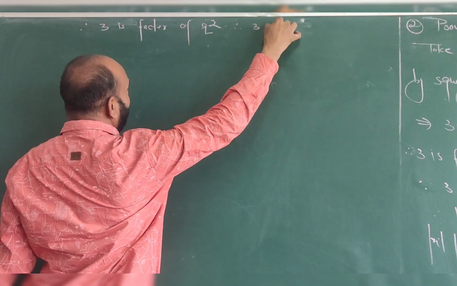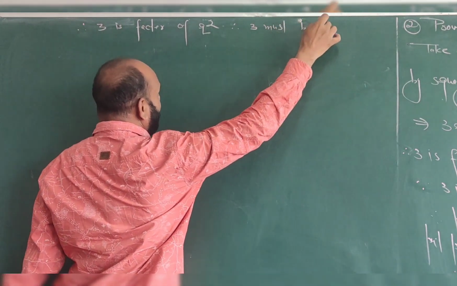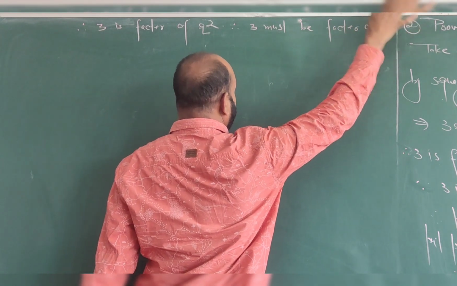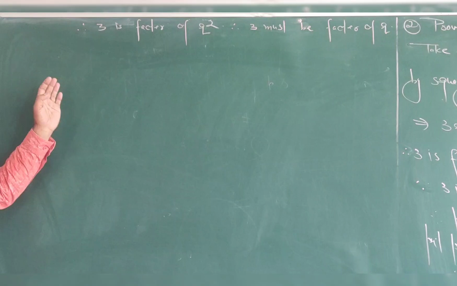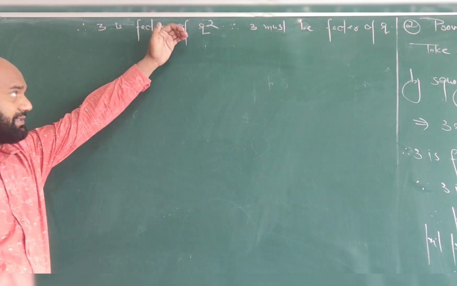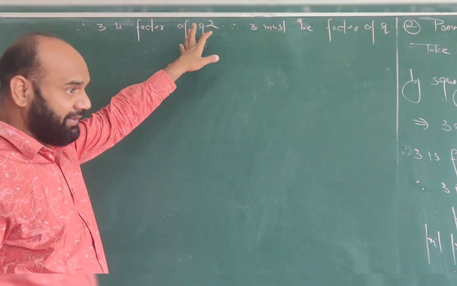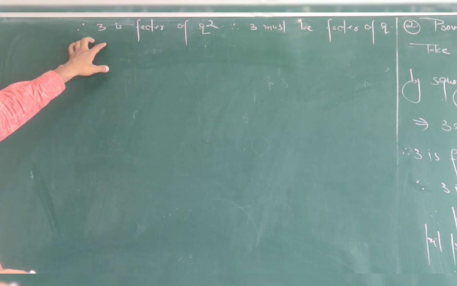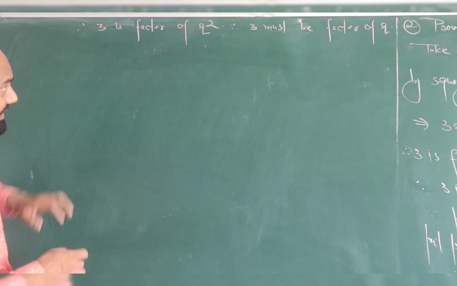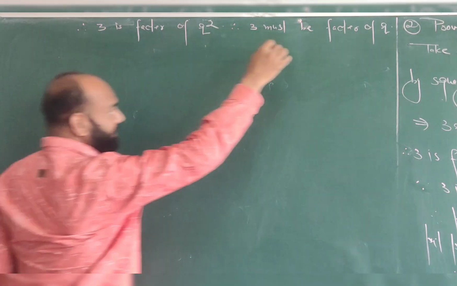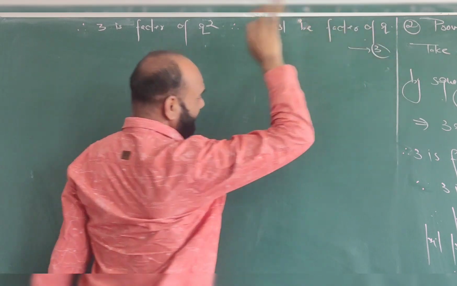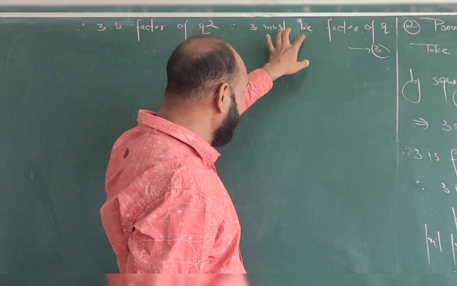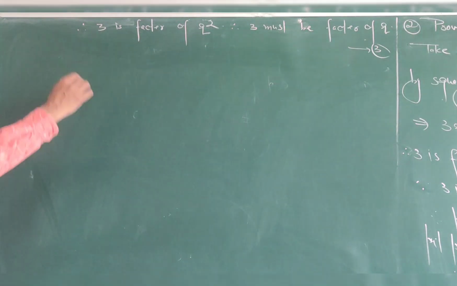Therefore 3 must be a factor of Q, because 3 is a prime number, and we know when any prime number is a factor of the square of any number, then this prime number must be a factor of that number. So here we can say that 3 must be a factor of Q. This is written as equation number 3. And from equation 2 and 3 we observe 3 is a factor of P as well as Q.